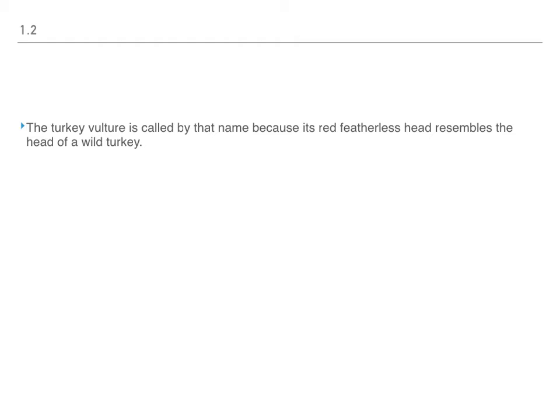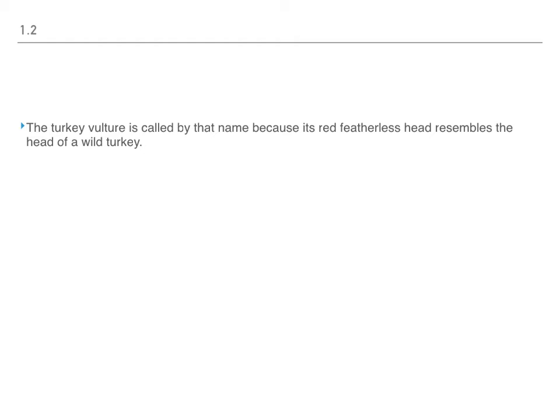Okay, so here is again exercise 1.2 from the textbook. So here's a first example. The turkey vulture is called by that name because its red featherless head resembles the head of a wild turkey. So you look at this, you have to ask yourself, is this an argument?